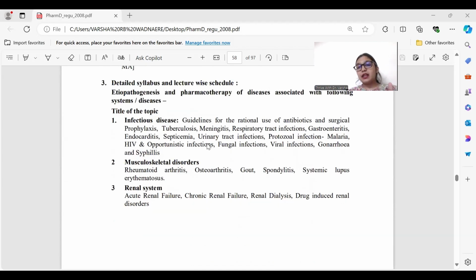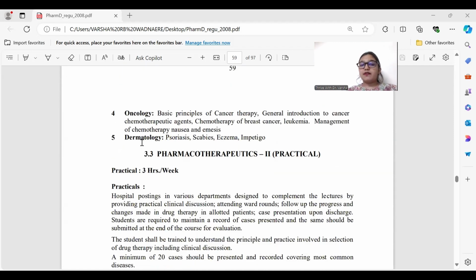They ask 2 marks, 5 marks and 10 marks questions from each and every section, every chapter and every disease condition. They can ask you classification, just their definition, signs and symptoms, or just explain the drug regimen or the drug classification. So they can ask you this for 2 to 5 marks, and for 10 marks the complete pharmacotherapy. And for 5 marks I can tell you guidelines for the rational use of antibiotics and surgical prophylaxis can be asked.